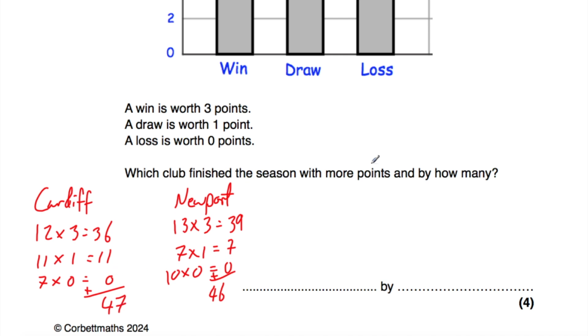So which team finished with more points? Cardiff. So Cardiff, they finished with more points. And by how many points? They finished by 1 more point. So Cardiff by 1 point. So they finished the season with more points. Cardiff finished with 1 more point.